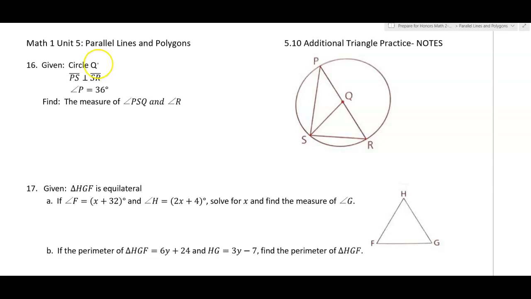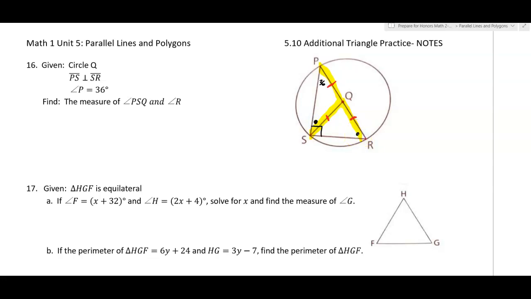Here, you're given circle Q. If you're given circle Q, the first thing I'm going to do is mark all the segments I know are congruent because they are radii of a circle. So here's a radius, here's a radius, here's a radius. Now, PS is perpendicular to SR, so right away there's going to be a right angle here. If angle P is 36 degrees, find the measure of PSQ, which is this angle here, and the measure of angle R.